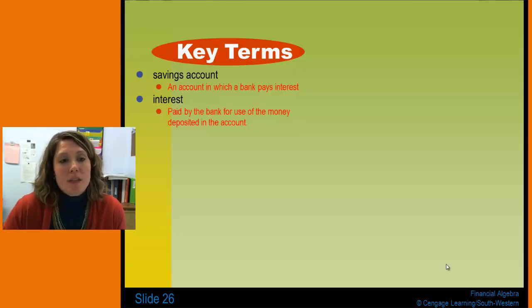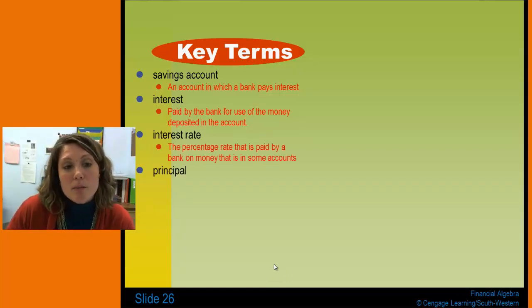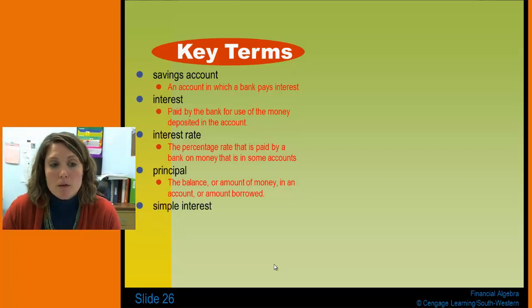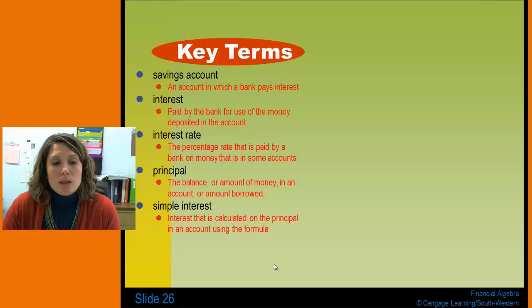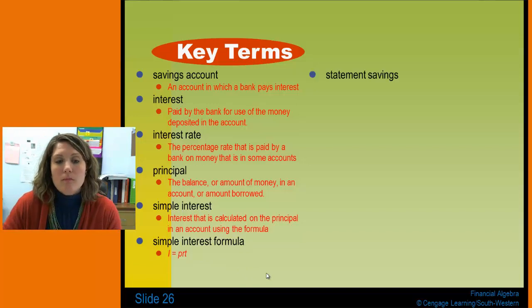The next one is interest rate. This is the percentage rate that is paid by a bank on money that is in some accounts. The principal, this is the balance or the amount of money in an account or amount that you borrow, so it's what you start with. Simple interest is interest that is calculated on the principal in an account using the formula, which looks like this. I equals PRT, where I stands for interest, P stands for principal, R is your rate, and T is time, and it's always in years.